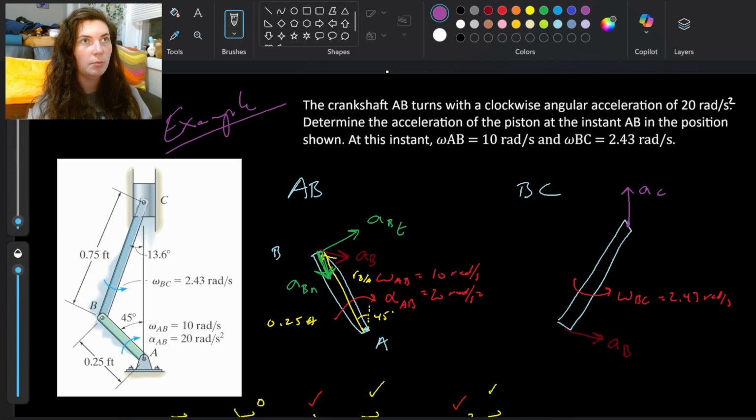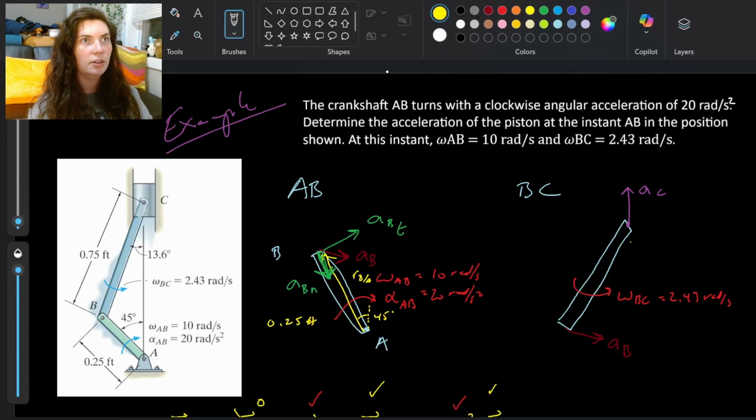And so that's what I'm looking for, right? I'm trying to find that AC, the acceleration of the piston there at C. And this is our general plane motion, right? We have the rotation happening and the translation happening at the same time.